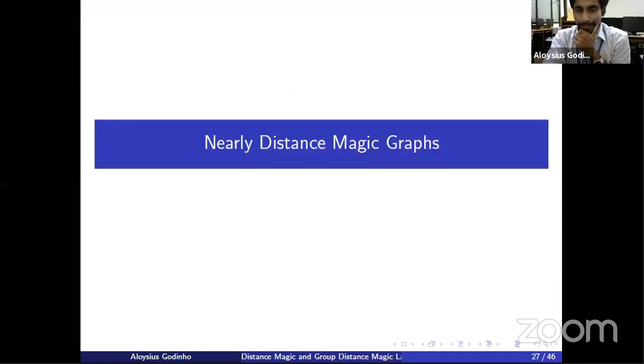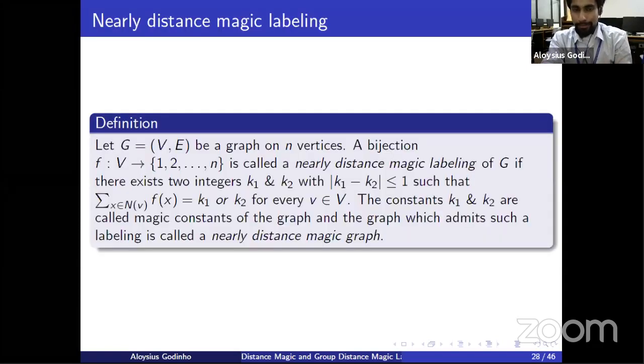Let's come to nearly distance magic graphs. In this case, instead of having only one magic constant, we allow for two magic constants, but the magic constants can be separated only by one. So they have to be consecutive numbers. Let G be a graph of order n. A bijection from the vertex set to 1 to n is called a near distance magic labeling of G if there exist constants k1, k2, where the difference between them is less than or equal to 1, such that the neighborhood sum has to be either k1 or k2. So we are allowing two magic constants, but they can be consecutive numbers only. The constants k1, k2 are called the magic constants of the graph, and a graph that admits such a labeling is called a near distance magic graph.